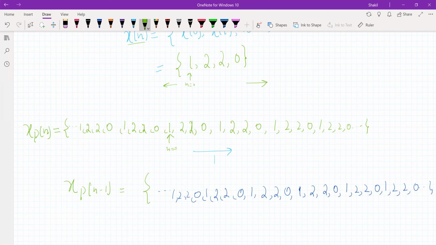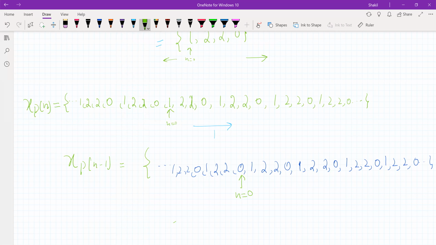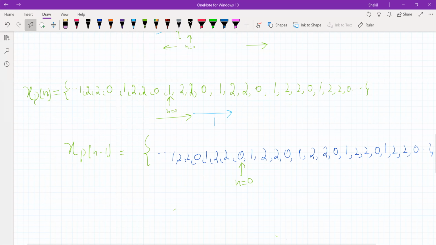And now our origin is this. I hope I'm right. So our n equal to 0 point is this. I have shifted every sample point of this xp towards the right by 1. Now what we'll do, we'll truncate this and retain only the first 4 points of the sequence. These are my first 4 points because my original sequence has a 4-point length.